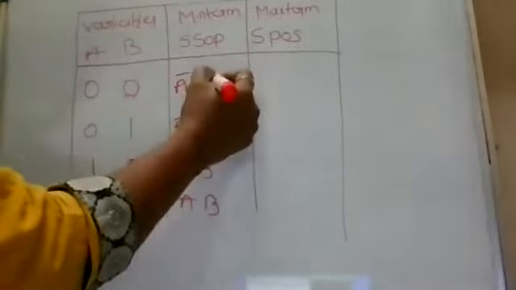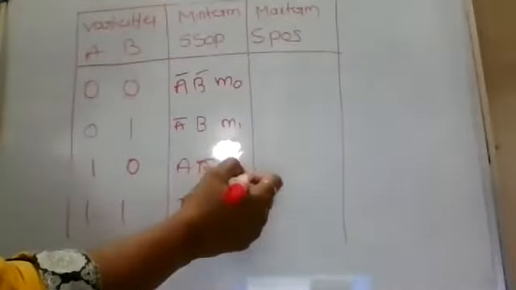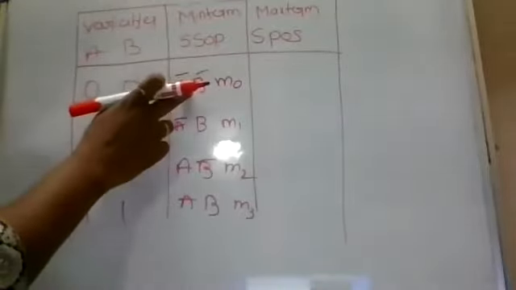Next, so these are the minterms. Minterms we indicate with small m: m0 for the first one, m1 second one, m2 third one, and m3. In sum of products, we take only the dot. Dot means the AND gate operation.